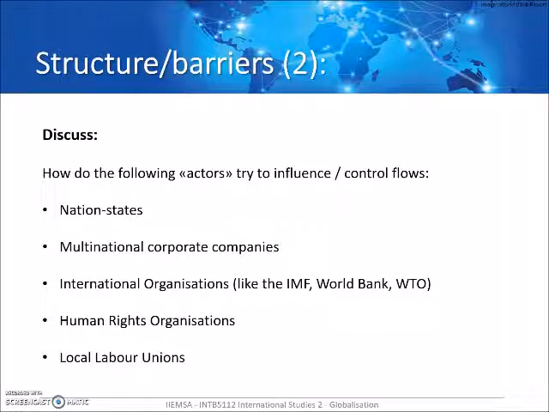Now, questions again, and if you can answer this, you really understood the concept of flows and barriers. Think of the following actors that are active in our global world: nation states, which means countries; multinational corporate companies; international organizations, which we'll learn more about when we do economic globalization; human rights organizations; and local labor unions. These are just some examples of actors.